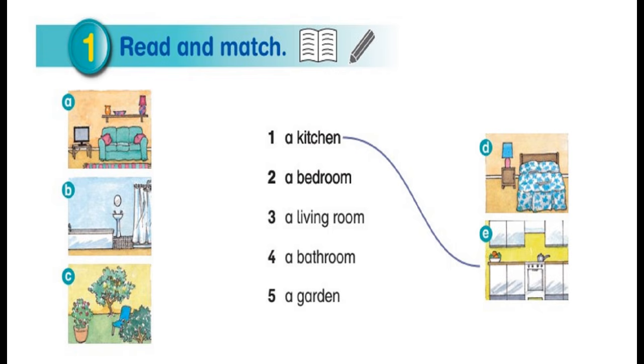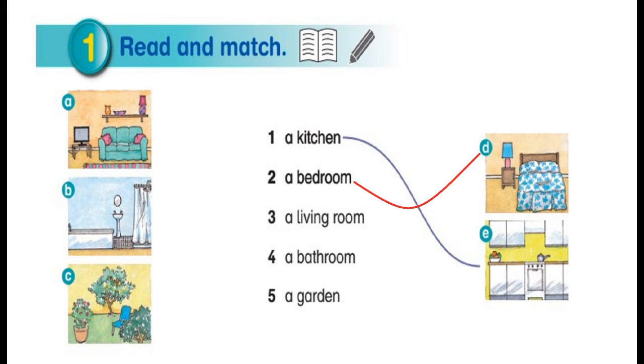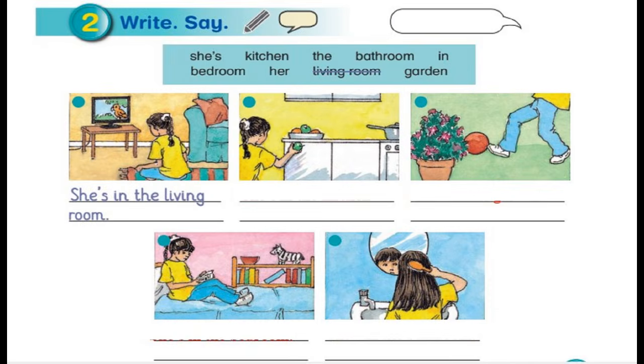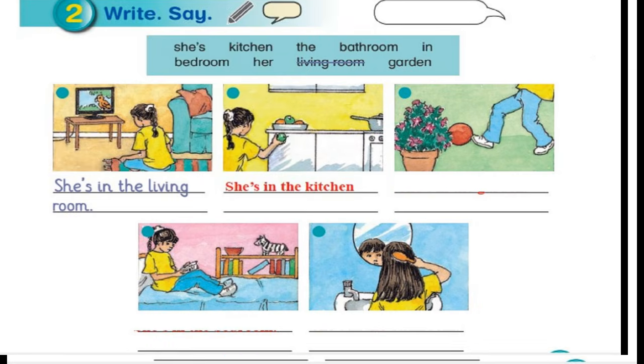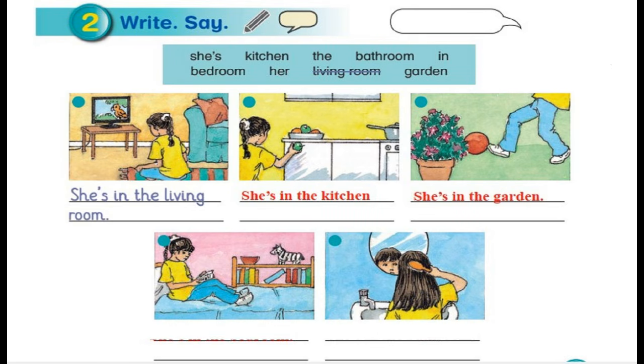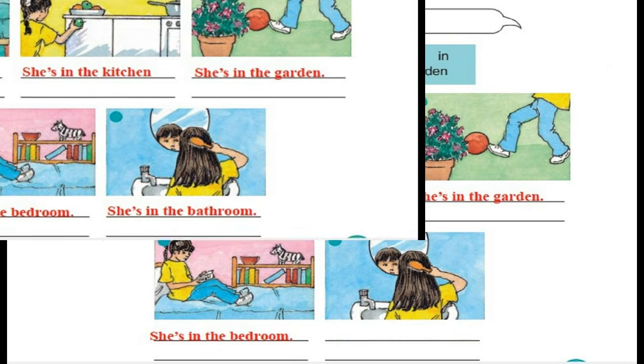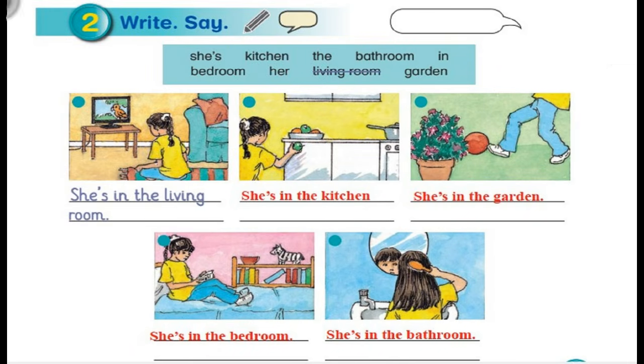One. Read and match. 1. A kitchen, E. 2. A bedroom, D. 3. A living room, A. 4. A bathroom, B. 5. A garden, C. 2. Right. Say. 1. She's in the living room. 2. She's in the kitchen. 3. She's in the garden. 4. She's in the bedroom. 5. She's in the bathroom.